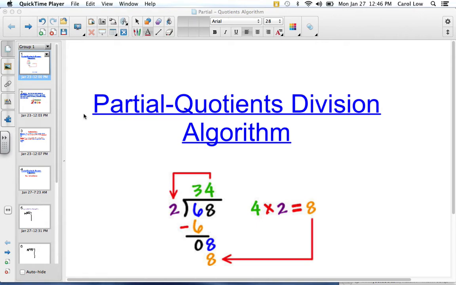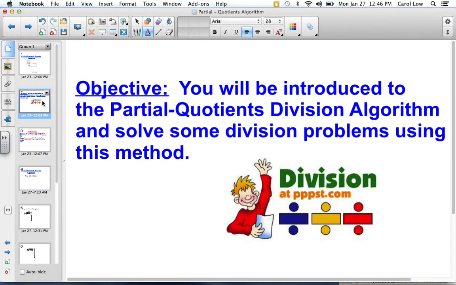Today we will be looking at the partial quotients division algorithm, or as I would like to say, it's just one of the options that you can use to solve a long division problem. Our objective for today is you will be introduced to the partial quotients division algorithm and solve some division problems using this method.